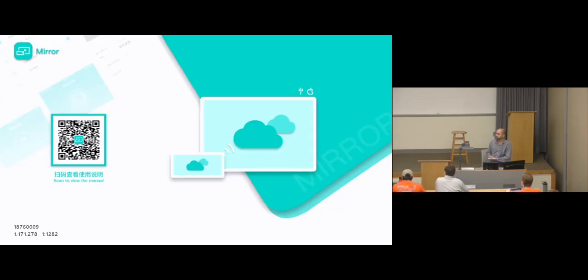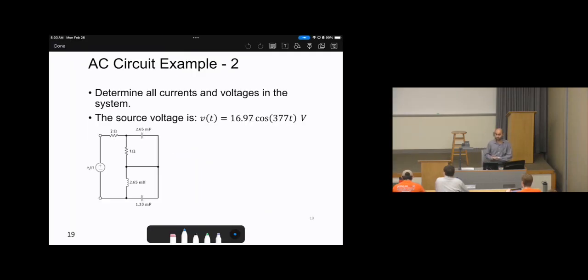Okay, so the AC circuit analysis, as we discussed before, the procedure: first, we need to convert the circuit from time domain to phasor domain. Then do your analysis, KVL, KCL, Ohm's law. Keep in mind you will have complex numbers because in phasor domain they will be in complex numbers. Then find the unknown things, the unknown current, voltage, whatever. After that, you need to convert it back to time domain.